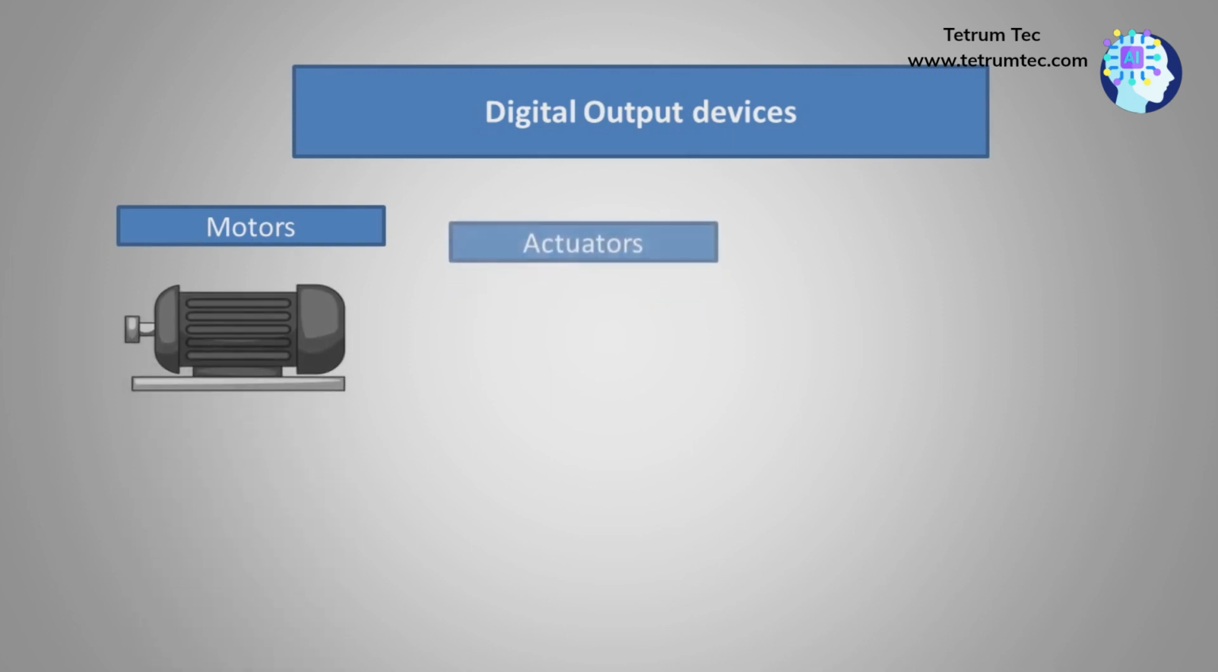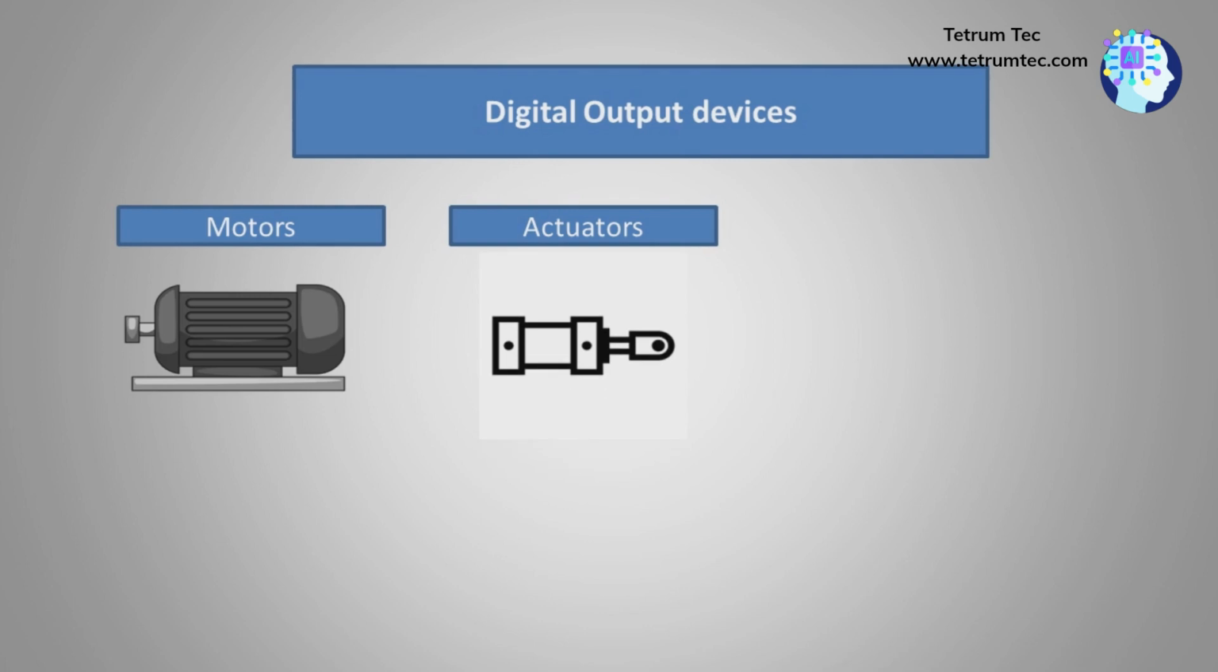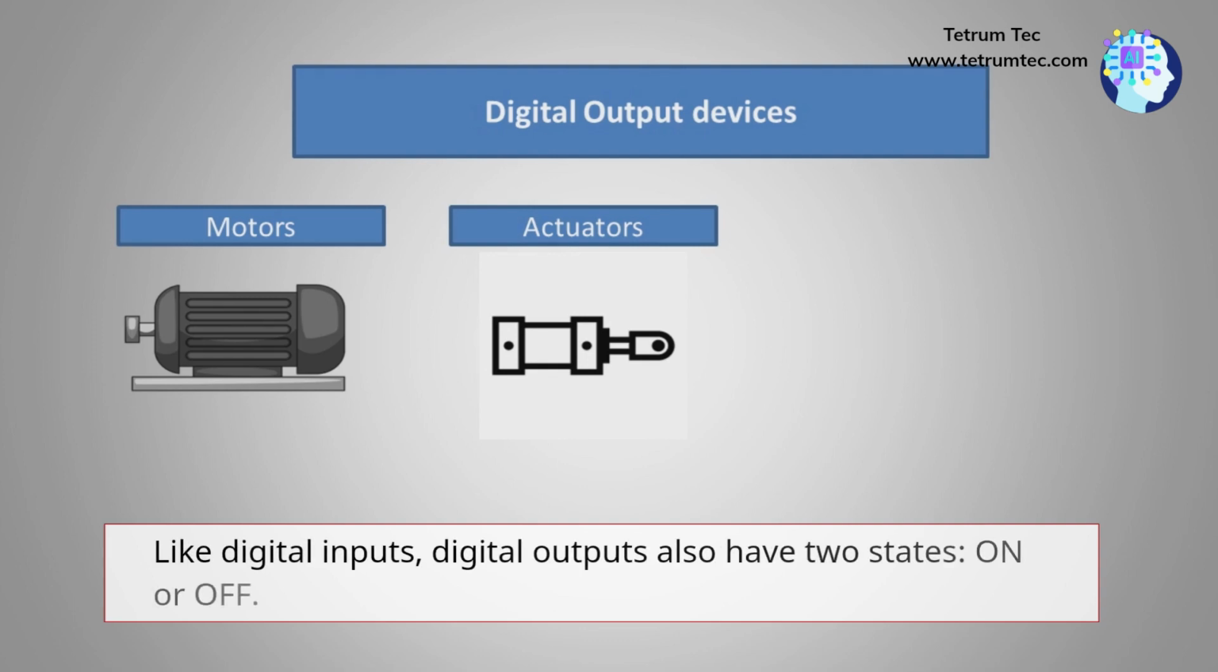Motor starters for motors, solenoid valves for actuators, indicator devices, heaters or heating elements, and other field devices. These are just a few examples of digital output devices commonly used with PLCs. The choice of output device depends on the specific requirements of the control system and the nature of the process being controlled.